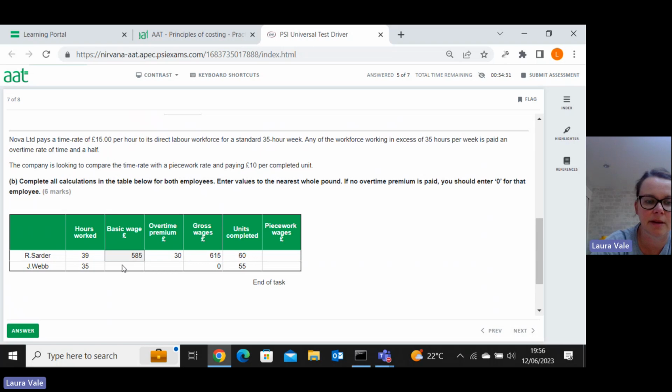So let's do that bit for the other person. They're not going to have any overtime, are they? Because they've done bang on the hours. And they're going to do 35 hours at £15, which is 525.